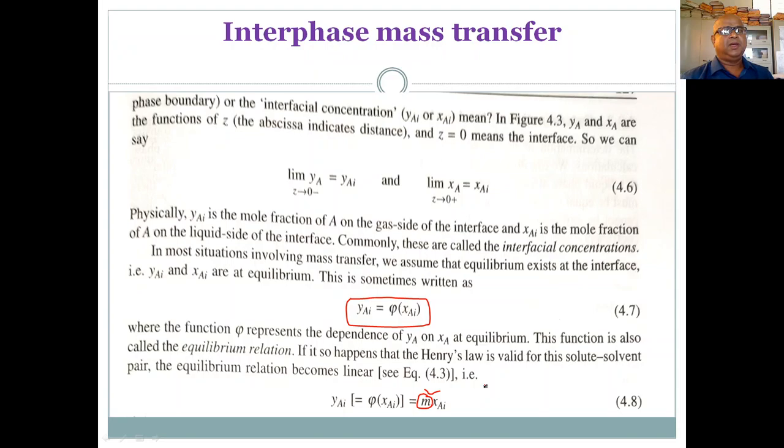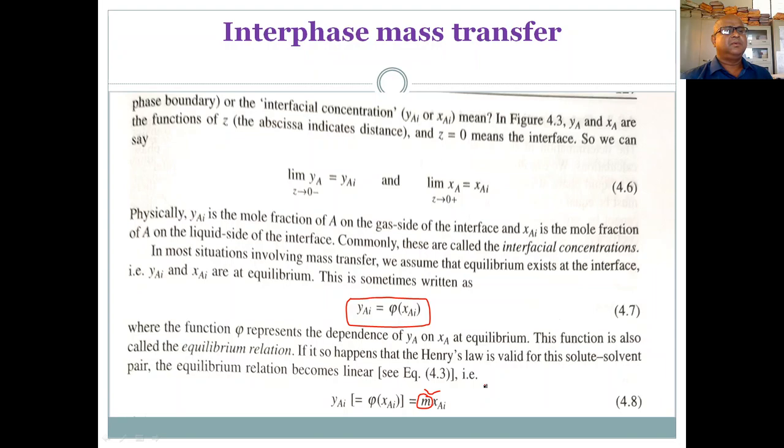So there are 3 steps. First step is the bulk gas phase coming to the interface, then at the interface, that is in equilibrium condition, YI and XAI relation is there, then diffusion of XAI to XAB. These 3 things are happening in interphase mass transfer.